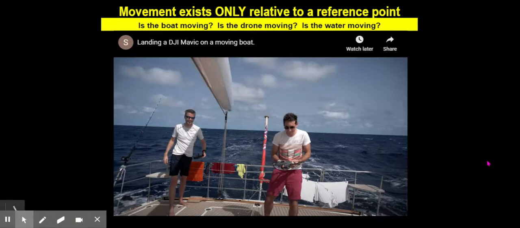He says, okay. Okay, so all this motion is relative. Where you're moving depends on what you're looking at and comparing it to.